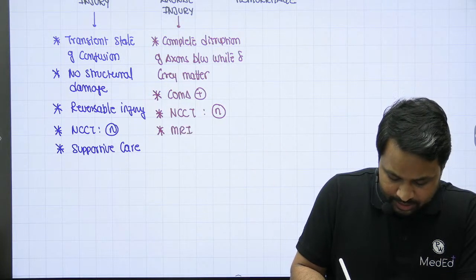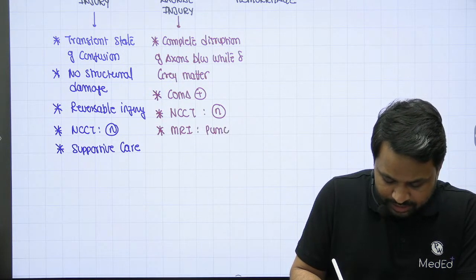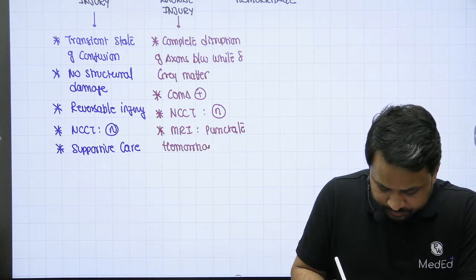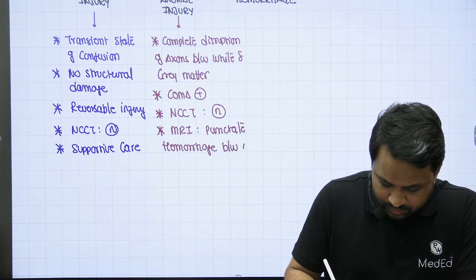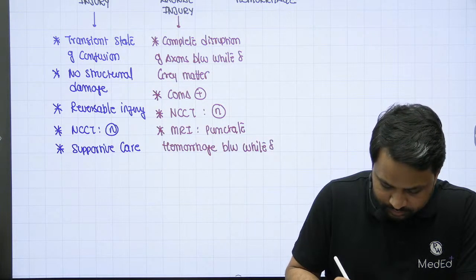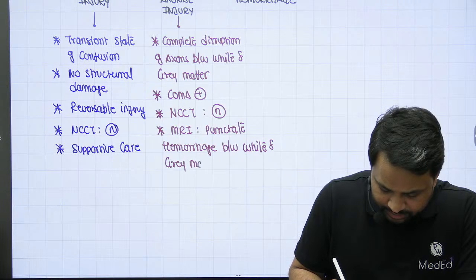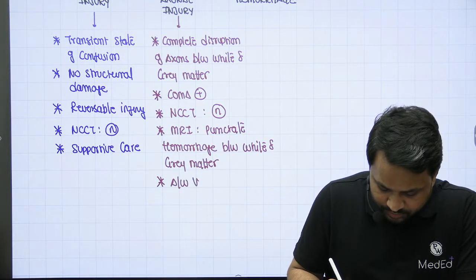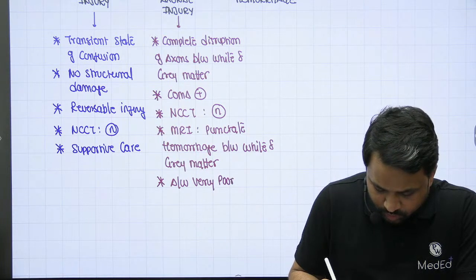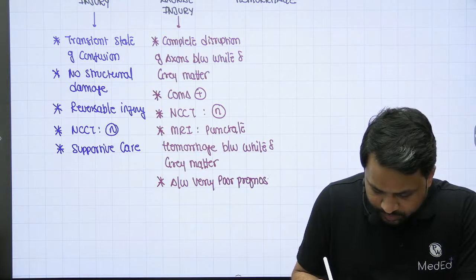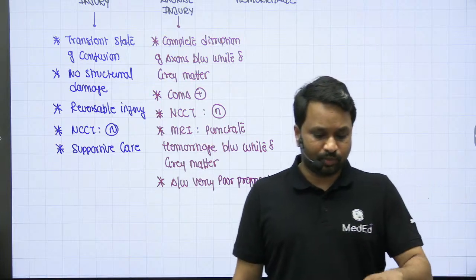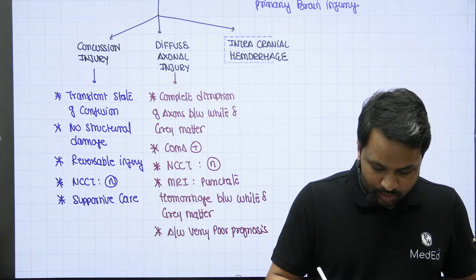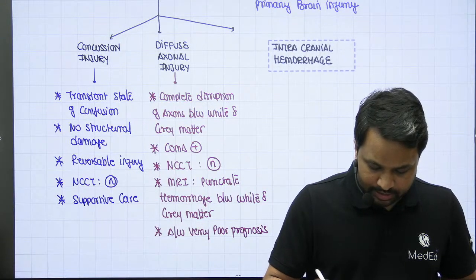So get an MRI done. On MRI, there will be presence of punctate hemorrhage between white and gray matter. Now, diffuse axonal injury is associated with very poor prognosis. Now, when it comes down to the intracranial hemorrhage, this is what your examiners are usually interested in.